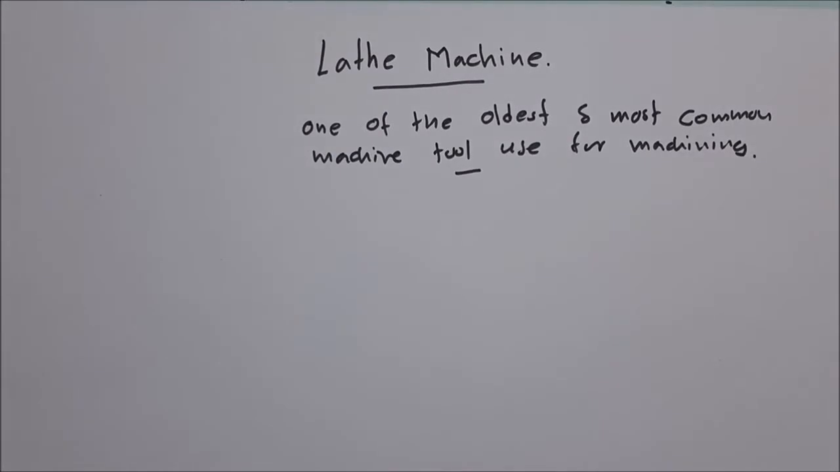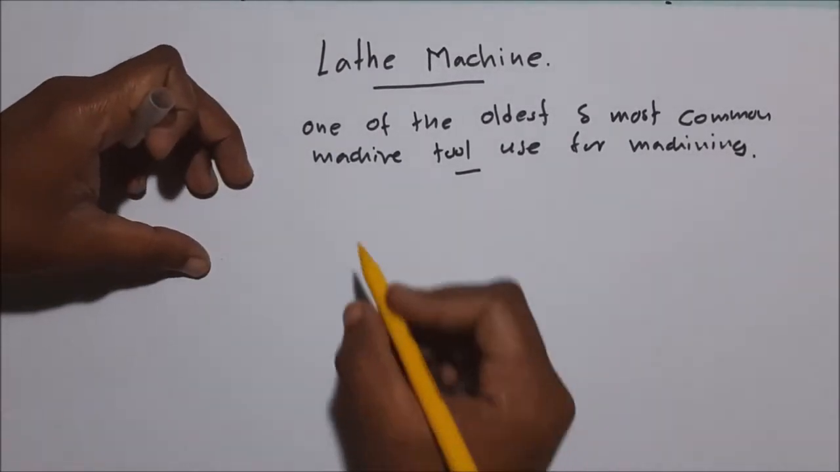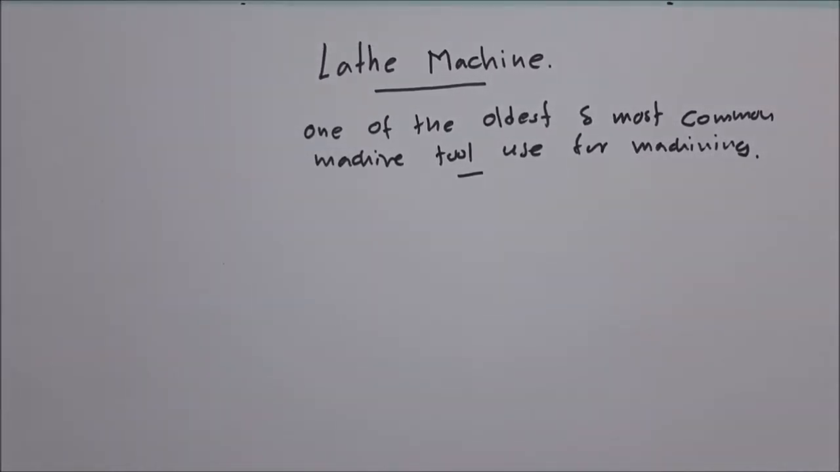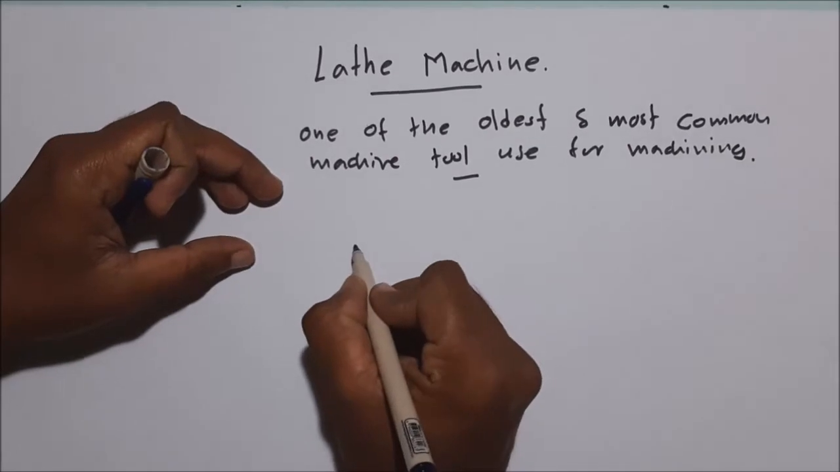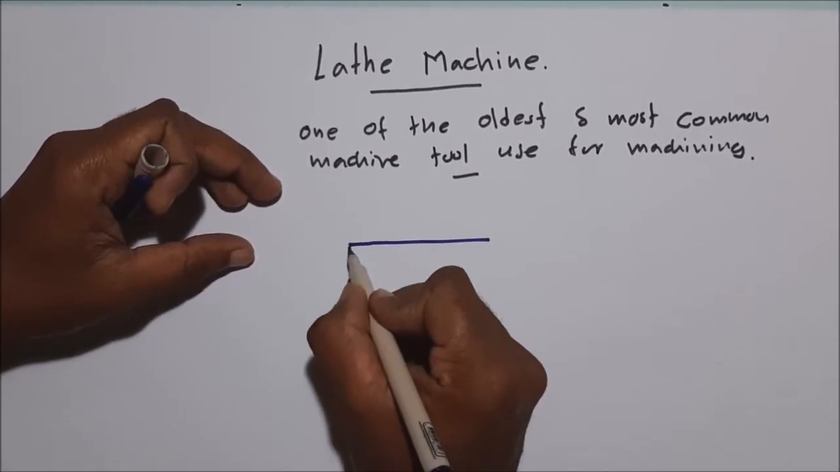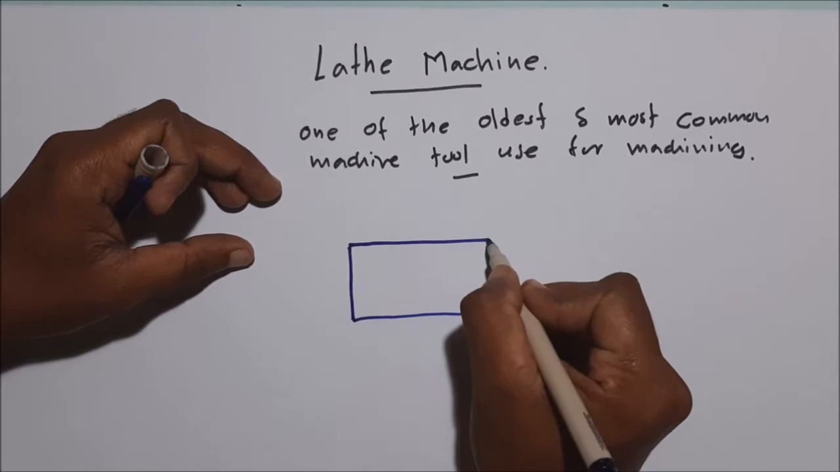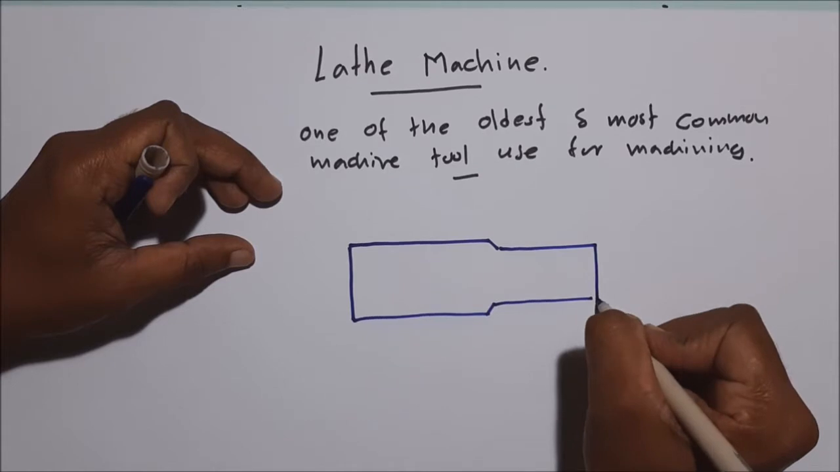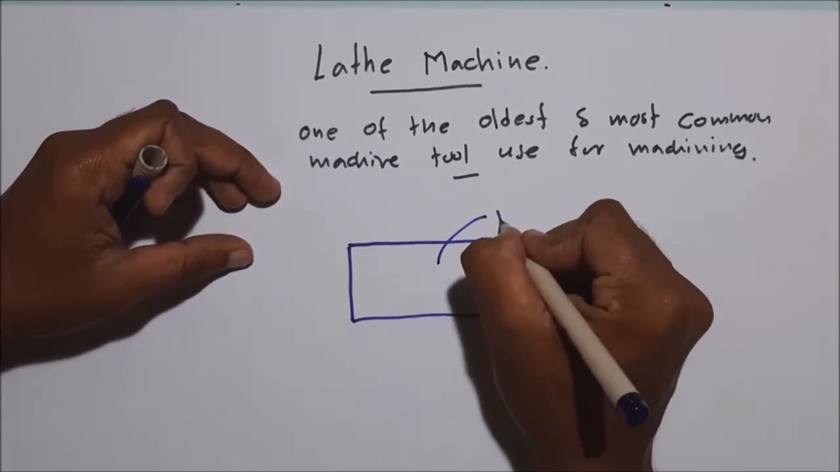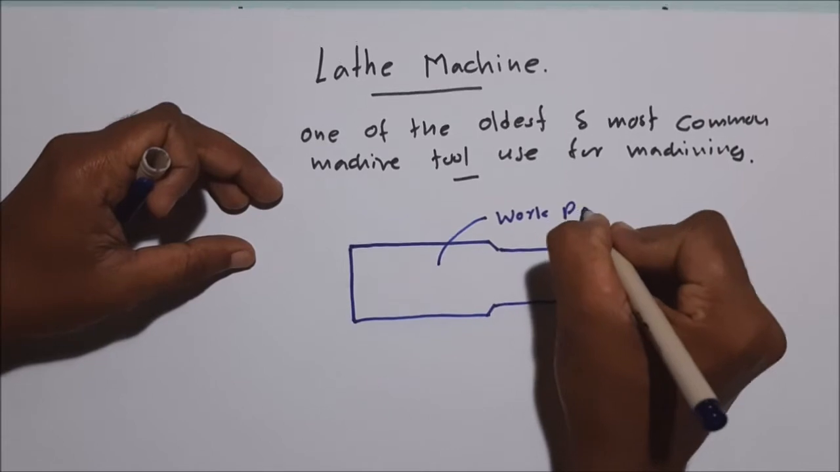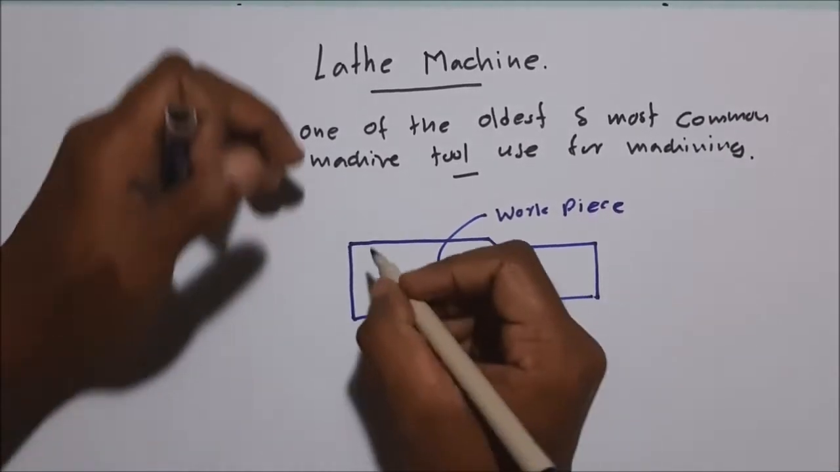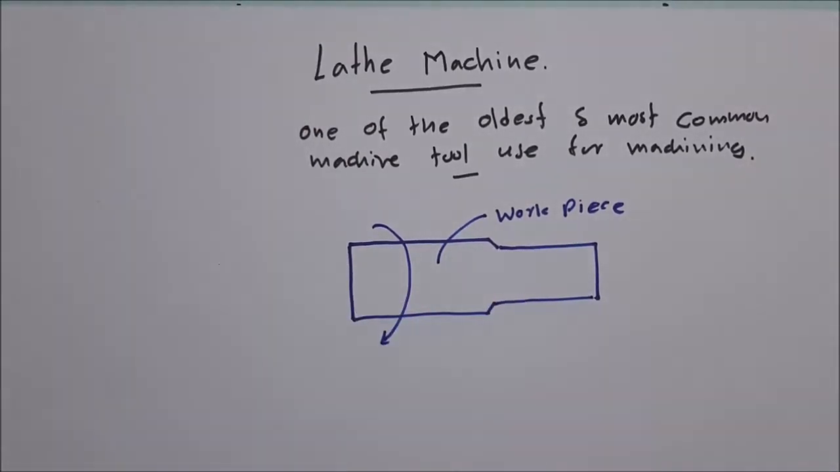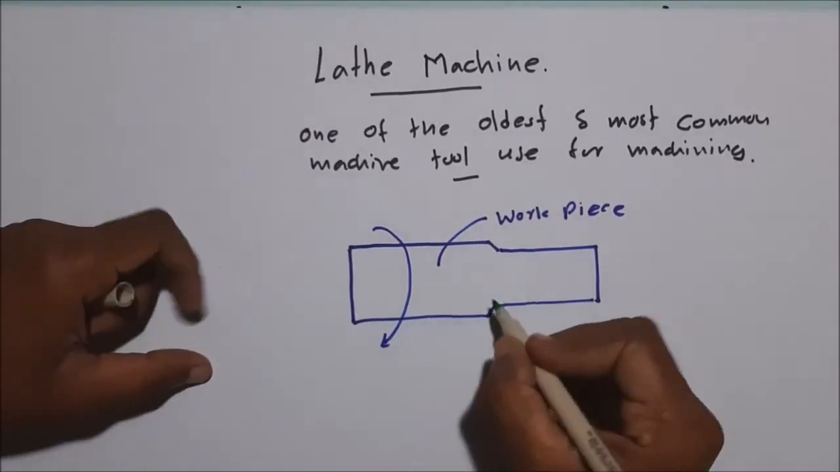Principle of lathe machine operation: in lathe machine operations, the workpiece rotates against the cutting tool. Let's take this workpiece, it rotates against the cutting tool. This is the cutting tool.